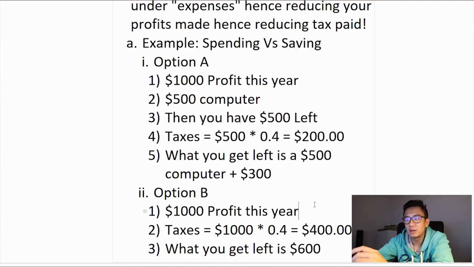Now option B, you get a $1,000 profit this year. You don't write everything off, that's profit. You don't have any other expenses. You don't spend it on a computer. So your taxes will be 1,000 times 40%, so the tax will be $400. As you can see, the tax is double. I'm paying double the amount of tax, but what I get left is $600 cash.